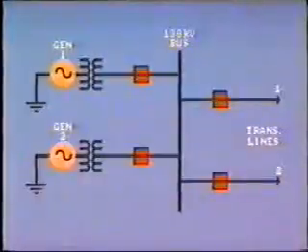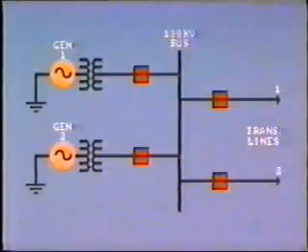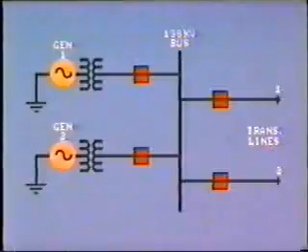The most simple arrangement would be, for example, at a generation station where, say, 2 generators feed into the common bus and 2 transmission lines transfer the power out of the bus into the system.